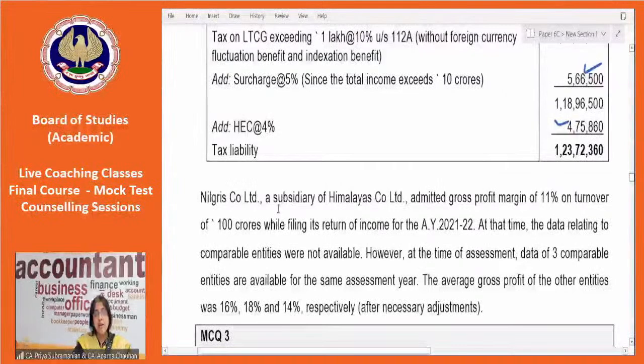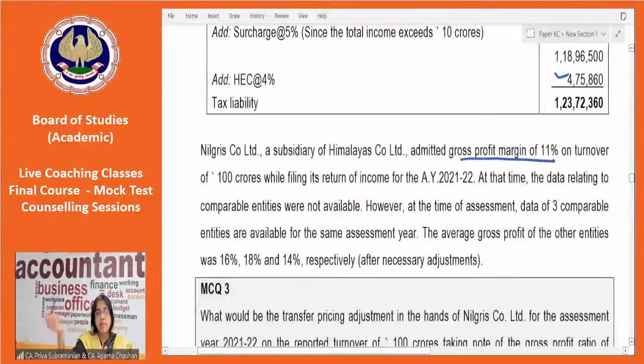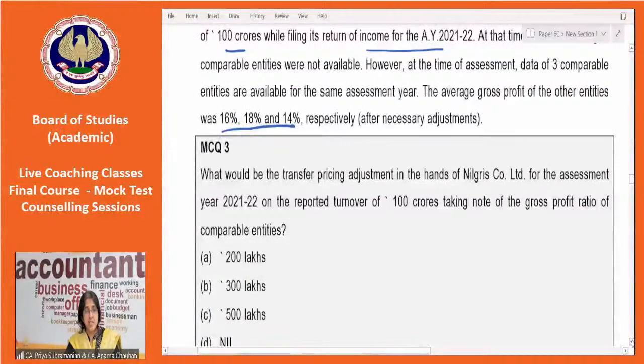Next one, Nilgiris Company Limited, a subsidiary of Himalayas, admitted a GP margin of 11% on turnover of 100 crores while filing its return of income. At that time, the data relating to comparable entities for that year was not available when it filed its return. However, at the time of assessment, data of 3 comparable entities are available for the same assessment year. Average GP of the other 3 entities are given as 16, 18, and 14%. Now, what would be the transfer pricing adjustment in the hands of Nilgiris Company Limited for the assessment year, on the reported turnover of 100 crores, taking note of the GP ratio of the comparable entities?